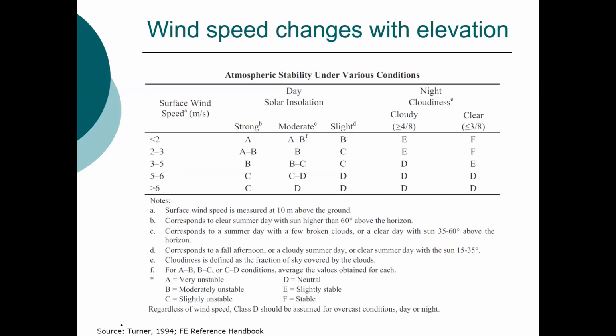So the first thing we need to do is determine the stability class. We're told it is a clear night. The wind speed is 2.5 meters per second. So we are at a stability class of F.